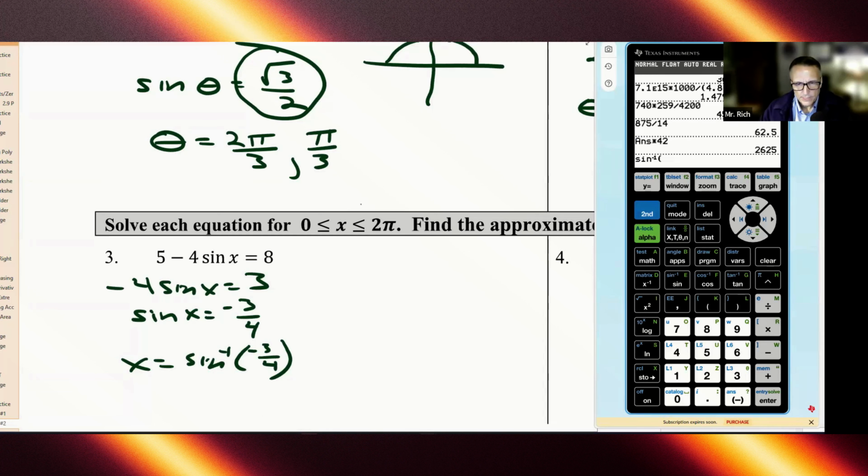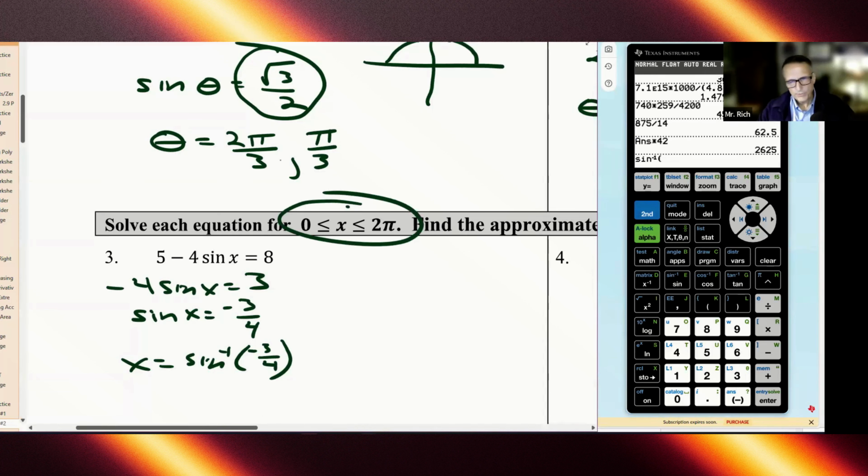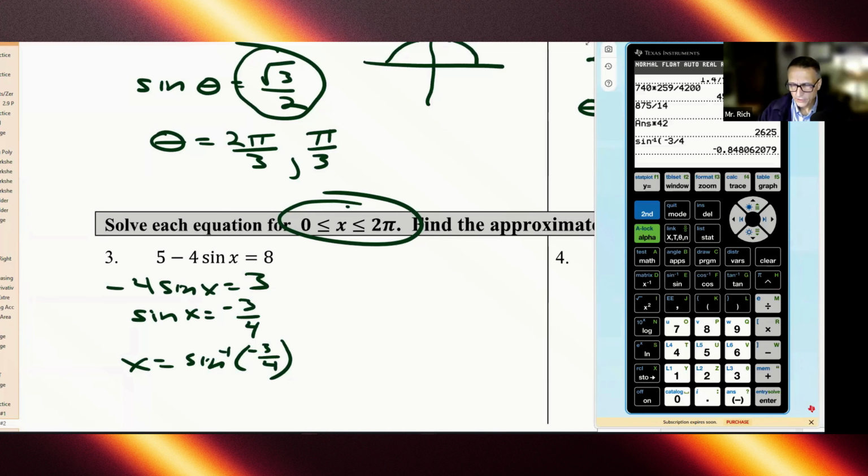How do I know? Well, because they said the answers need to be between 0 and 2 pi, not 0 and 360. Although sometimes it's easier to think about things in degrees than radians when we're trying to figure these things out, and I'll show you that. Anyways, let's take the inverse sine of -3/4. It tells me it's -0.848.